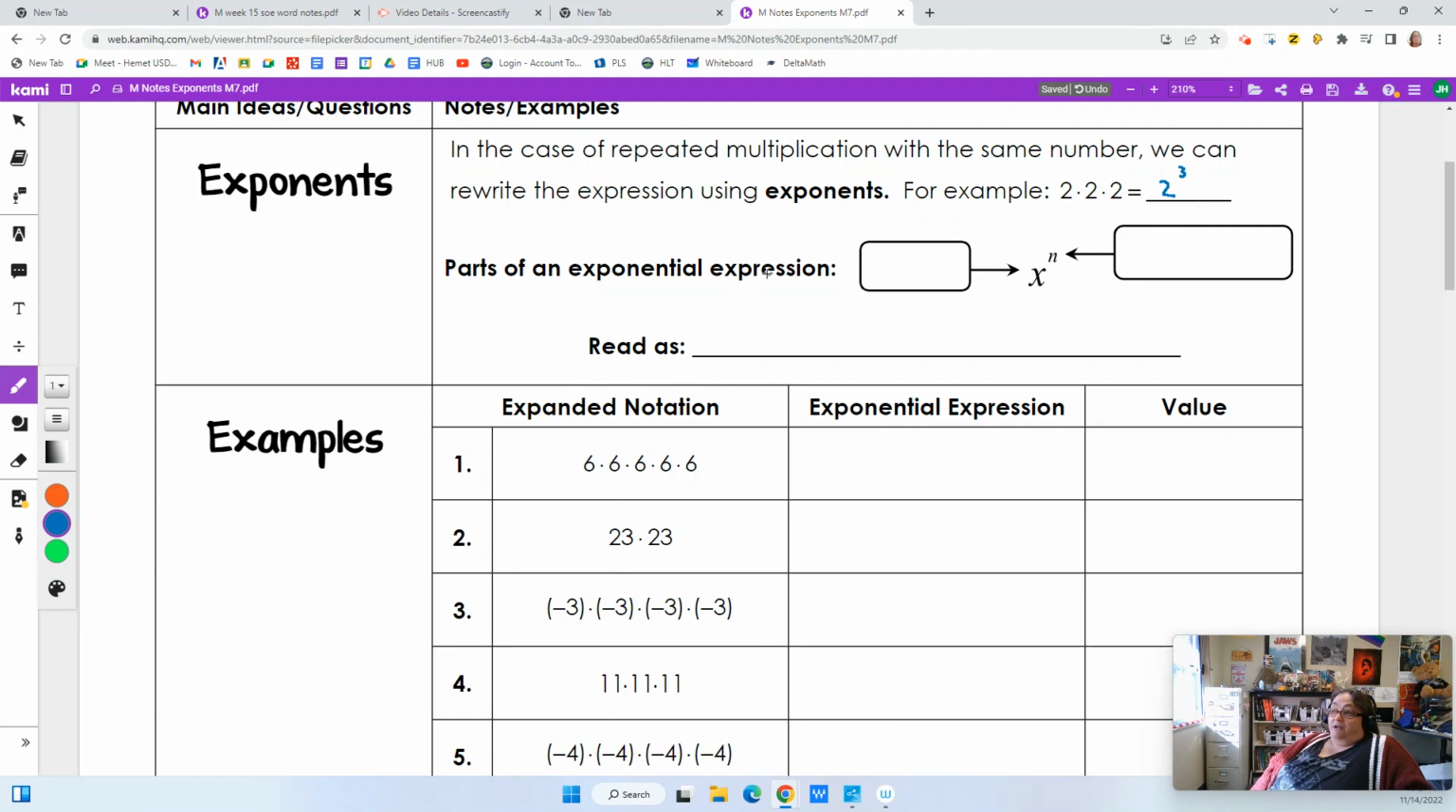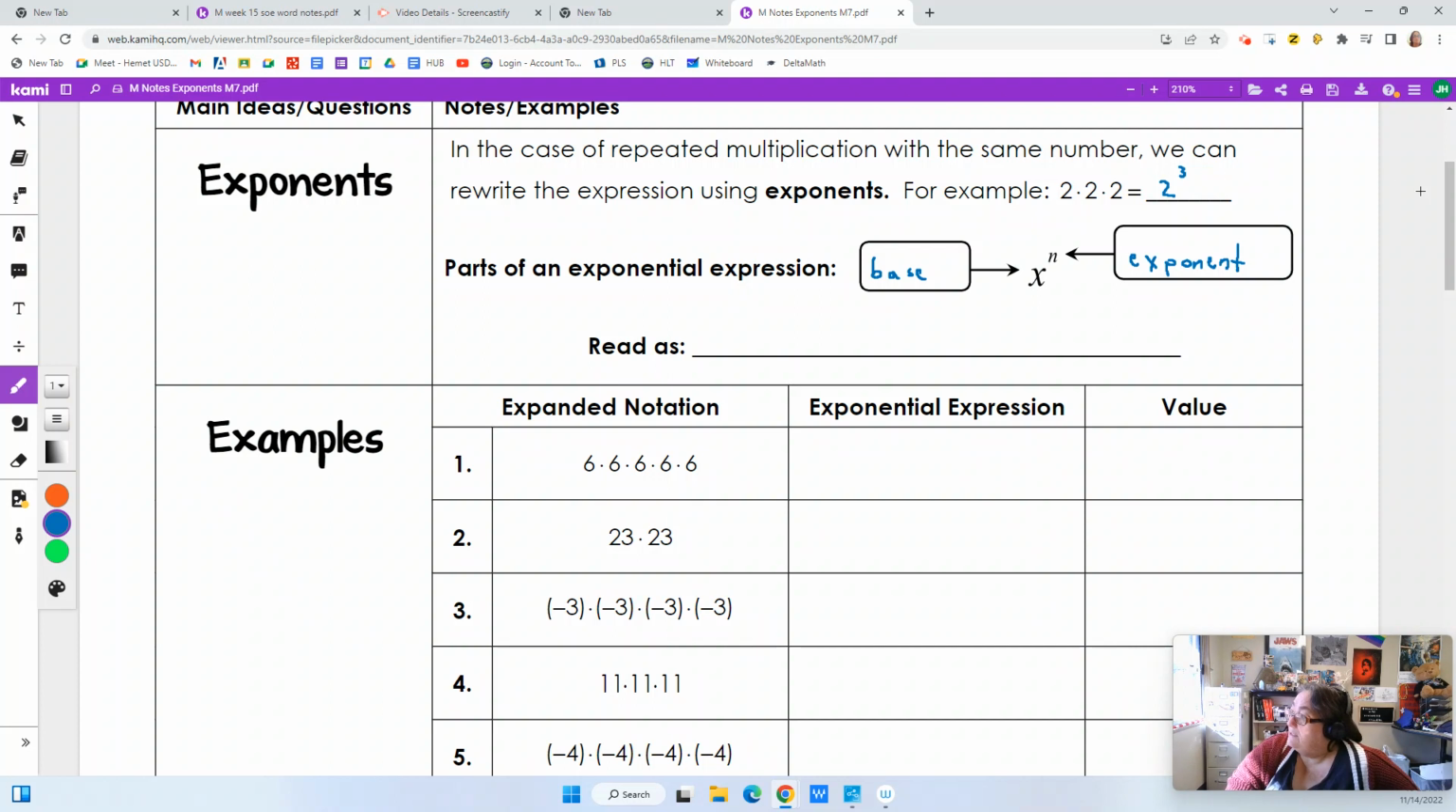The parts of an exponential equation are, I feel like the arrow should be lower here. It should be pointing more at the x, but we've got the base, which is the bottom part. In this case, 2 would be the base, and n would be the exponent, the power that we're raising it to. And all that power means is how many times we are multiplying this thing. So we have 2 times 2 times 2, and it means we're multiplying it 3 times.